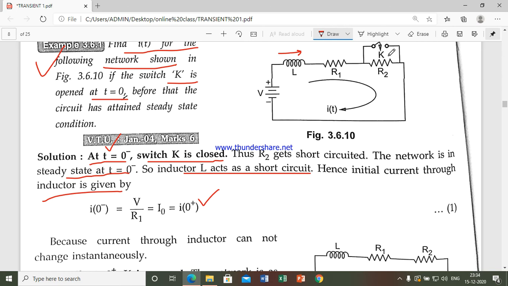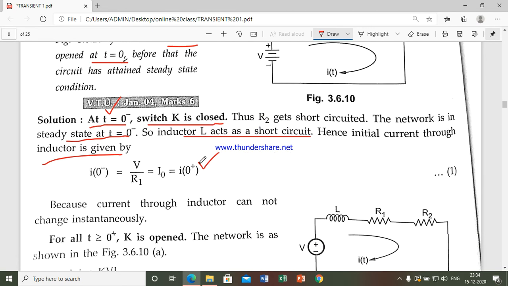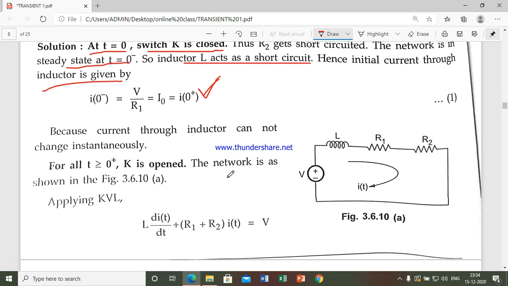Whenever switch K is closed, what is the current flowing through this inductor? What is the current flowing through this circuit? That is voltage V divided by R1, because inductor L is short circuited. So this is the current expression, I of 0 minus equal to I of 0 plus, because current through an inductor cannot change instantaneously. This is the concept. Current through an inductor cannot change instantaneously.